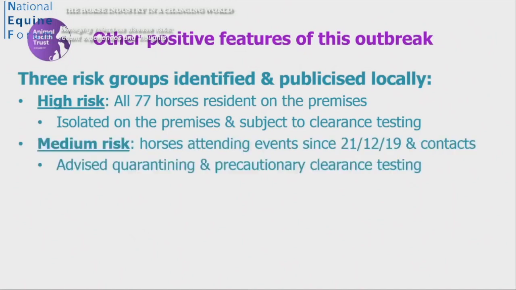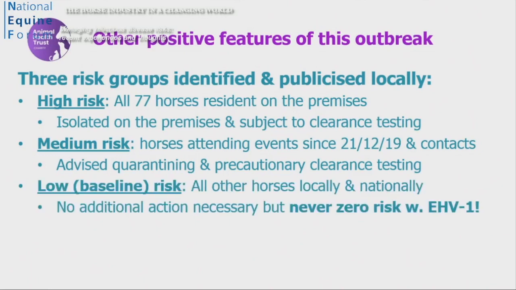We also had a medium risk group, and these were the animals that really we didn't know what the risk was, but they'd been onto the premises since within a few weeks of this being diagnosed. They were advised to be quarantined on their home premises. Precautionary testing was conducted. Very pleased to say we didn't have evidence of any ongoing infection there.